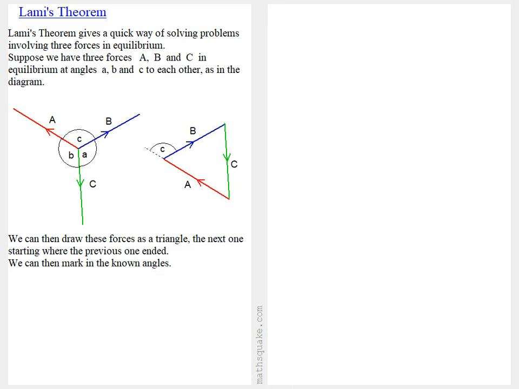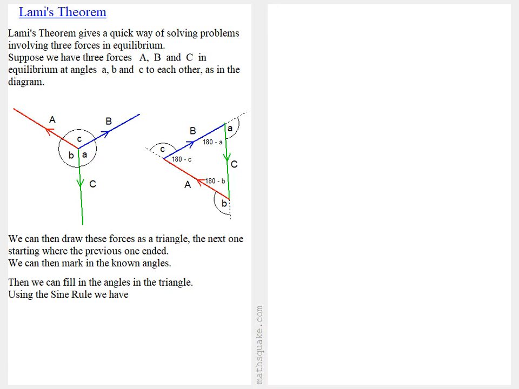If we extend the side A, we get the angle between A extended and B is C in the original diagram. If we extend the line B, we get the angle between B extended and C is A in the original diagram. And if we extend the line C, we get the angle between C and A is equal to B in the original diagram. Now that means we can then fill in the angles in the triangle, and they are 180 minus A, 180 minus B, and 180 minus C.